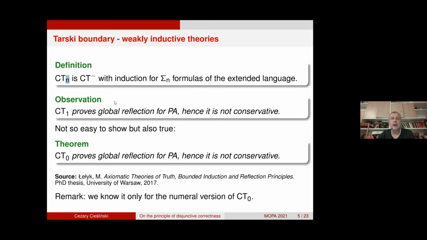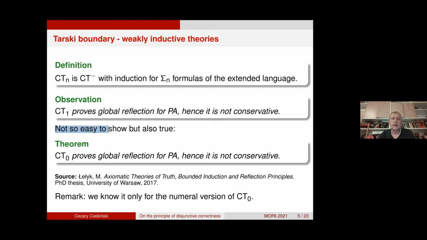Weakly inductive, well, weakly or not so very weakly, in general, CTN is obtained from CT minus by adding induction for formulas of a given level of syntactic complexity. And CT1 already is not conservative. And there is also a theorem due to Mateusz Wełik. The theorem states that CT0, so the theory with delta zero induction for the extended language, already this theory is not conservative, it proves global reflection.